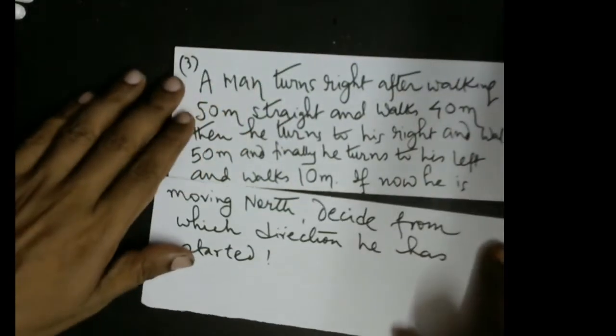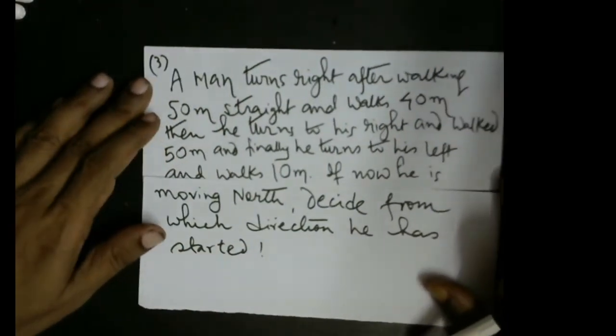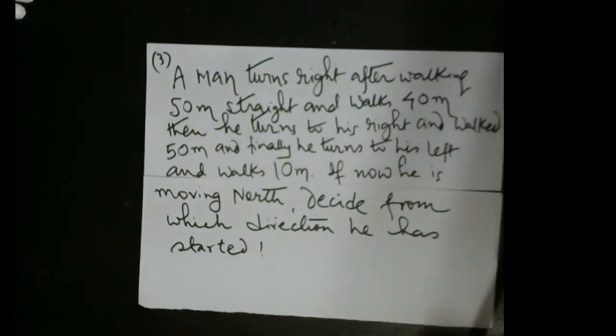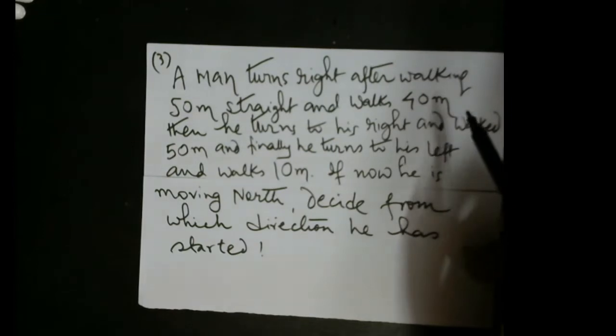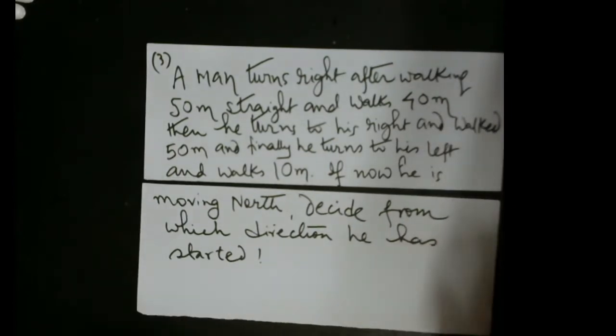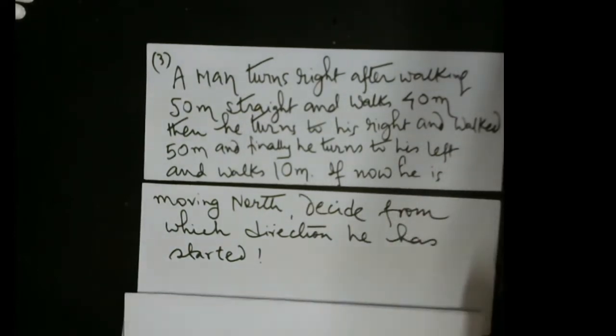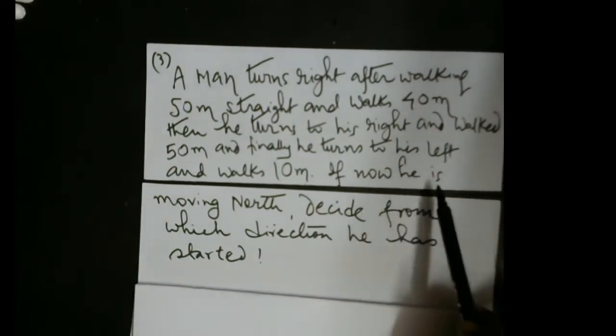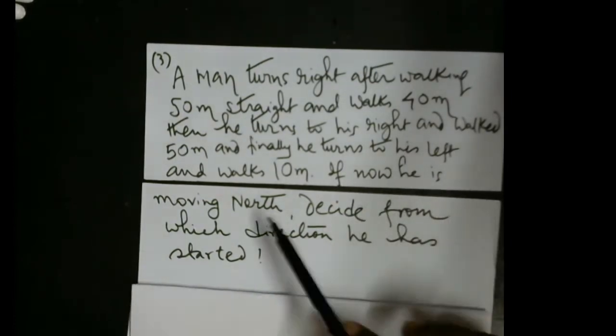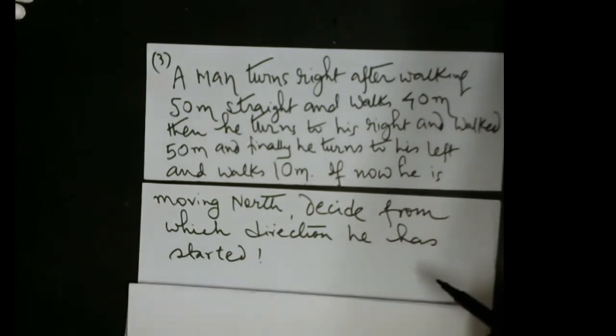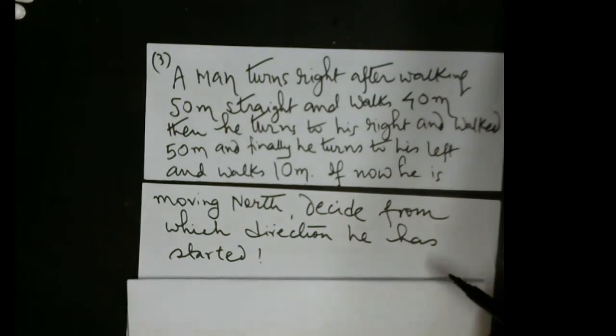This is the question. A man turns right after walking 50 meters straight. Then he walks 40 meters and turns to his right and walks 50 meters. Finally, he turns to his left and walks 10 meters. Now, if he is moving north, it is actually the reverse. This question is the reverse type of question.